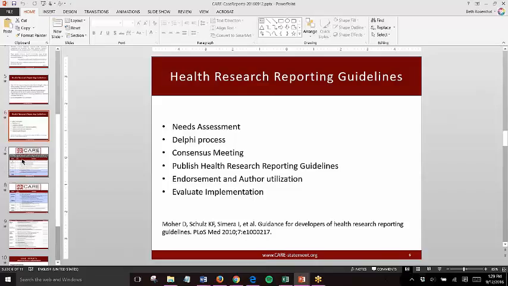Then from that, you develop some documents, develop a consensus meeting of some of those experts, and you hopefully come up with a draft of a health research reporting guideline. Some guidelines have taken decades to put together. And so then you publish the health research reporting guidelines.